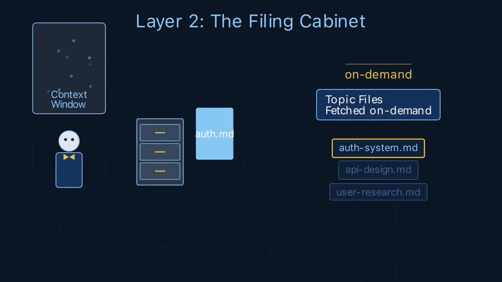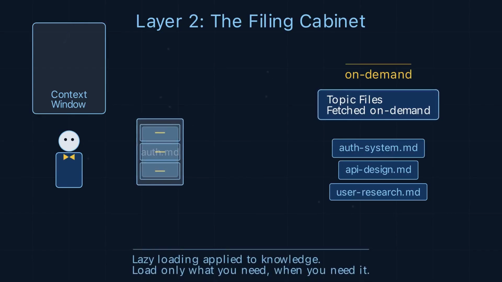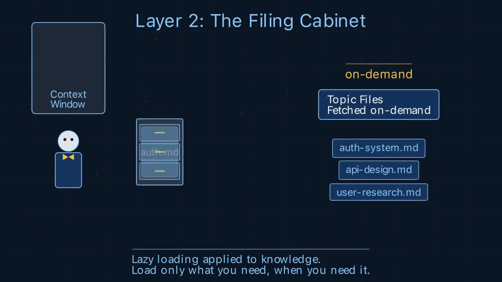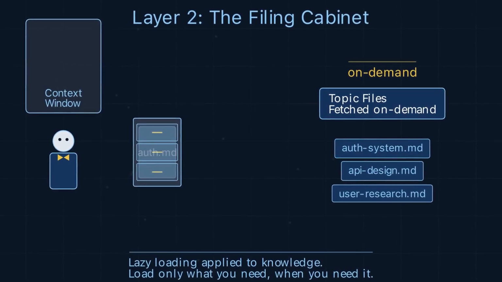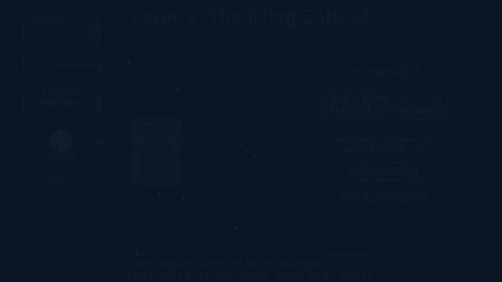This is lazy loading applied to knowledge. Most conversations only need 1 or 2 topic files. Loading all of them would be like the concierge carrying every guest's folder in their arms at all times, exhausting and unnecessary. When the topic file arrives in context, the agent has deep, detailed knowledge about that specific domain. When the conversation moves on, the file can be released, freeing up space for the next topic.